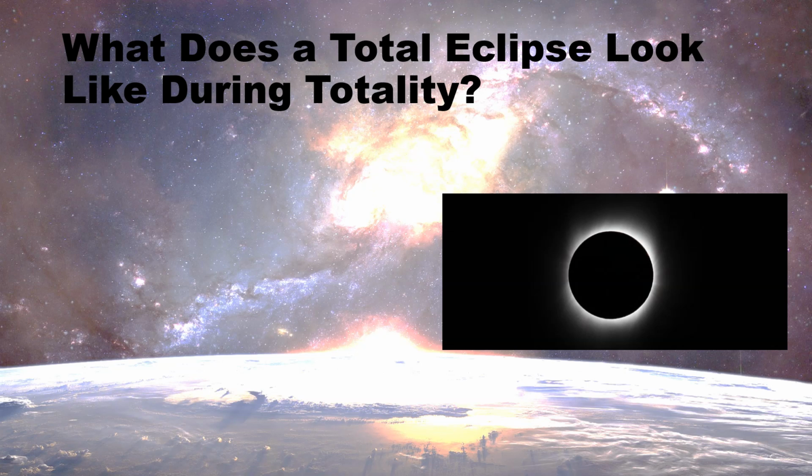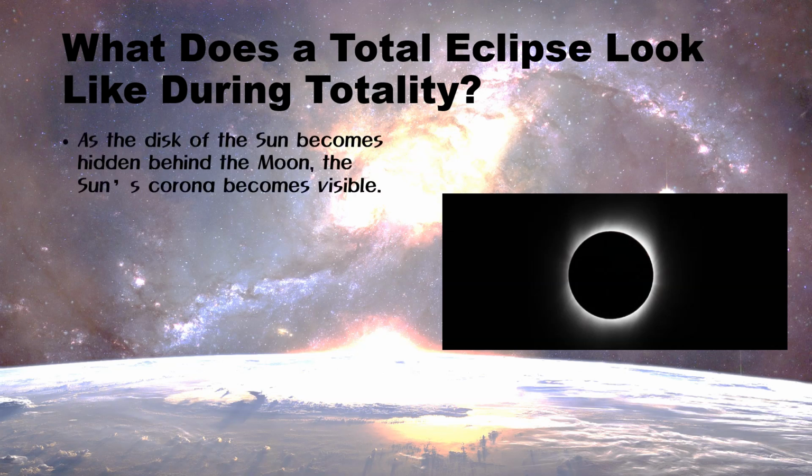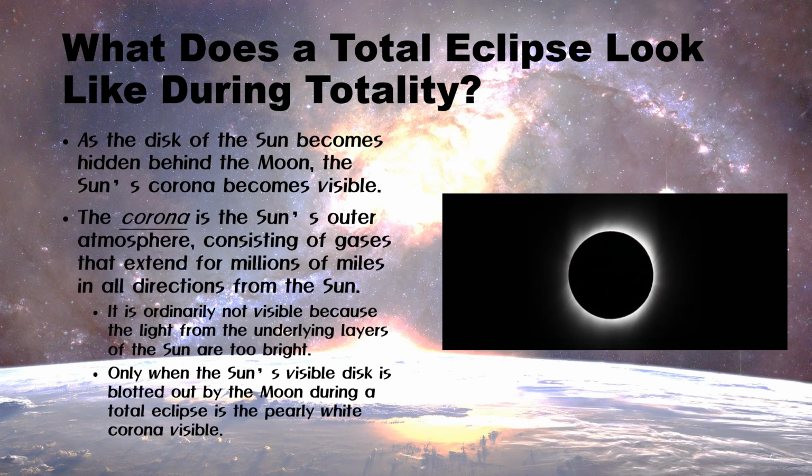And that gets us into this last little bit about the total eclipse. If we do have a total eclipse, what does this actually look like in our sky during totality? Well, during totality, as the disk of the sun becomes hidden behind the moon, the sun's corona becomes visible. The corona is the sun's outer atmosphere, consisting of gases that extend for millions of miles in all directions from the sun. The corona is always there, but it's ordinarily not visible because the light from the underlying layers of the sun is just too bright. However, when the sun's visible disk is blotted out by the moon during a total eclipse, we can notice the pearly white corona.